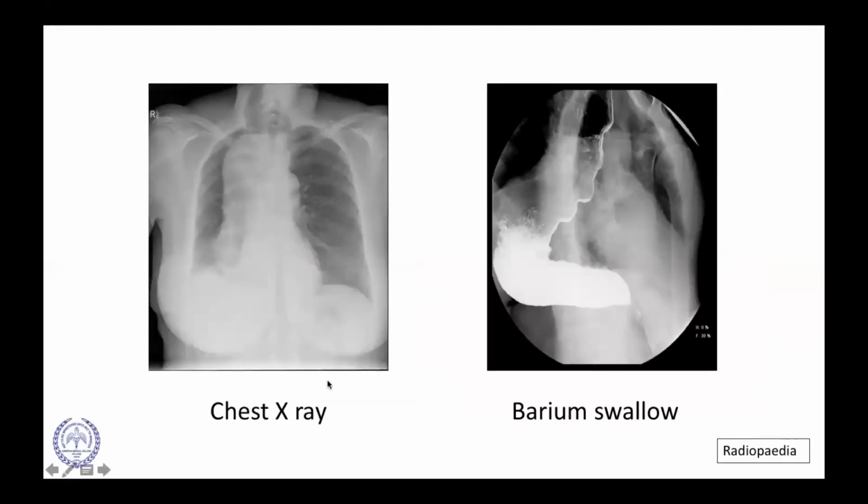Chest X-ray can show a widened mediastinum with sometimes an air fluid level and the absence of the fundic air bubble. Barium swallow can show a dilated esophagus resembling a sigmoid esophagus, and the lower end of the esophagus has been described as characteristically having the bird beak appearance.